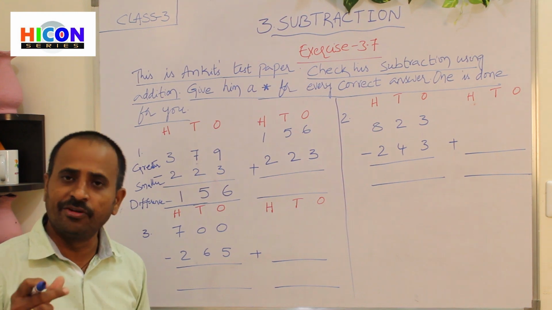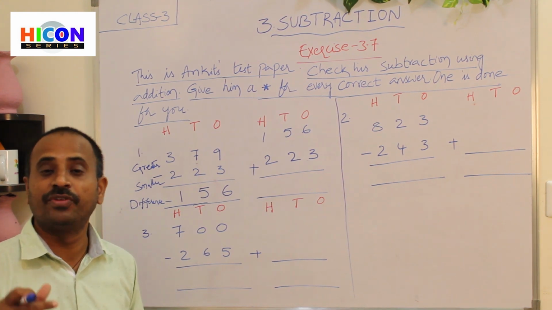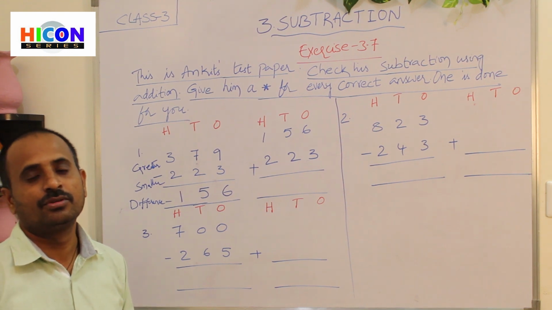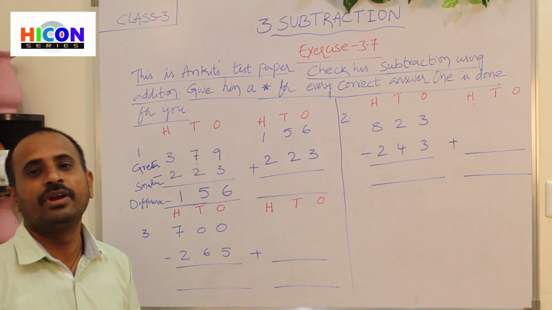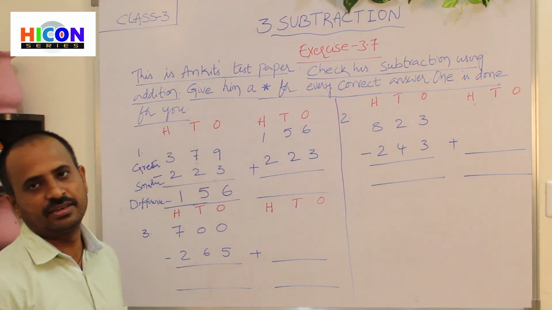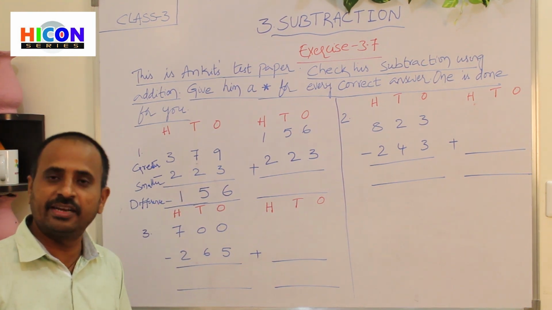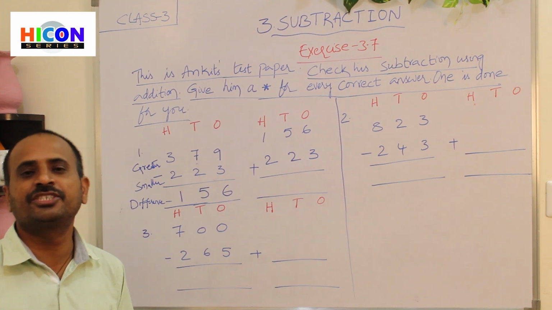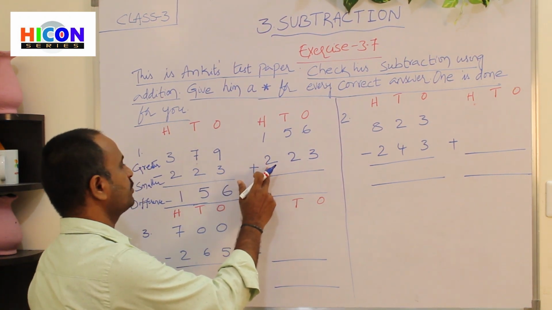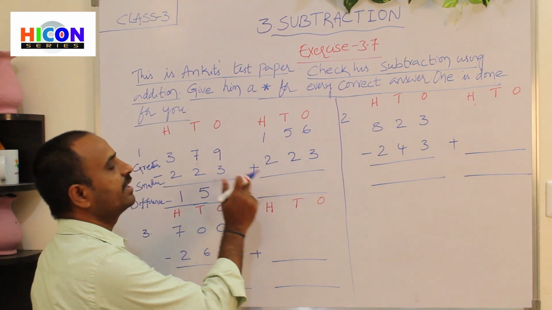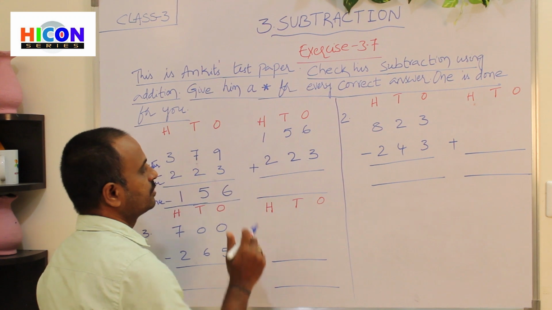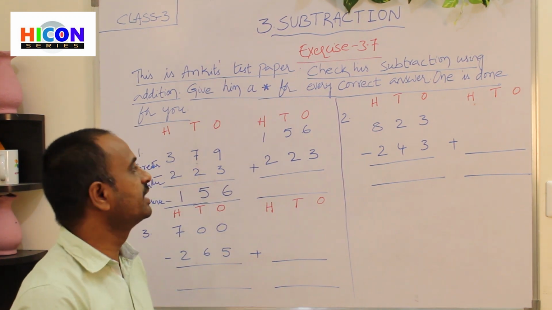So we can verify our subtraction by using addition. So what numbers do we have to add? We have to add the smaller number to the difference. If we get the greater number, the subtraction is correct. So first write the difference and next write the smaller number. We should get the greater number. So now add. So this is addition.